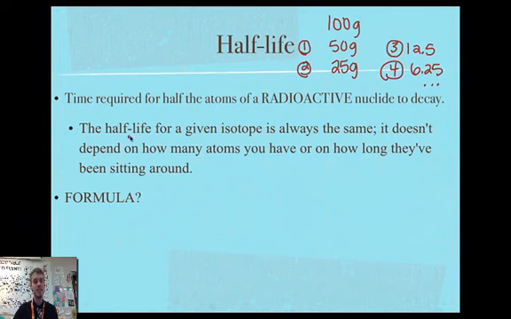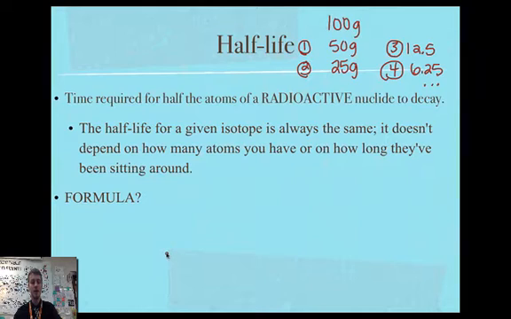This says that the half-life for a given isotope is always the same. If I give you that the half-life of carbon-14 is 5,730 years, then that is always the half-life for carbon-14. However, it will differ if we start talking about a different radioactive nuclide or a different isotope. It's not going to depend at all on how much I have or how long they've been sitting around. That time is always going to be the same.